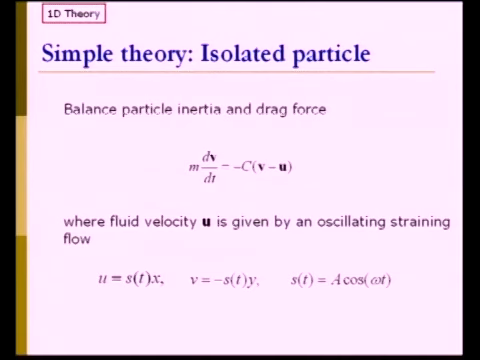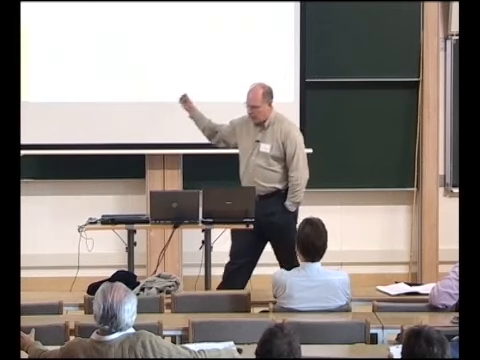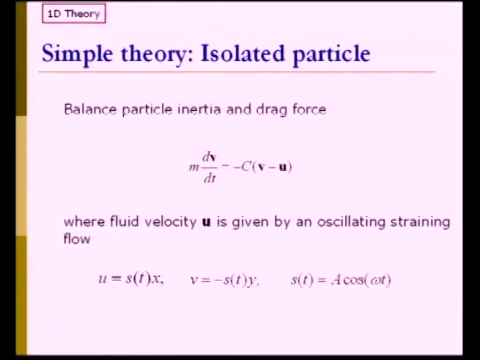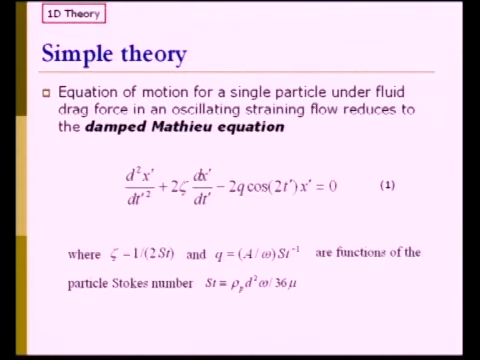So I wanted to understand a little bit as to why these particles would be doing this. And so I developed a very simple little one-dimensional theory, because this is a plane straining flow, so the velocity components are decoupled from each other. And it's for an isolated particle, just to get some intuition about this. And basically, I just have the inertia of the particle and the Stokes drag, and the velocity field. This is the fluid velocity field. It's just an oscillating straining flow.